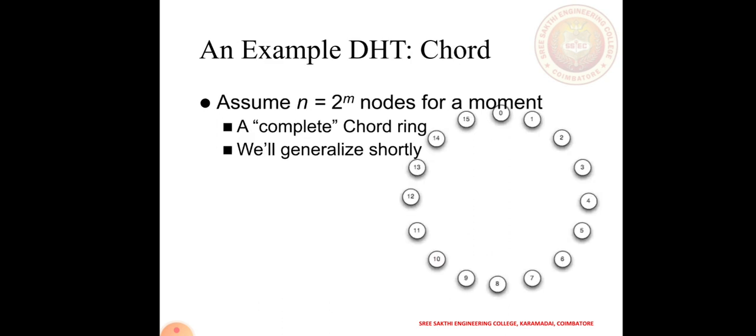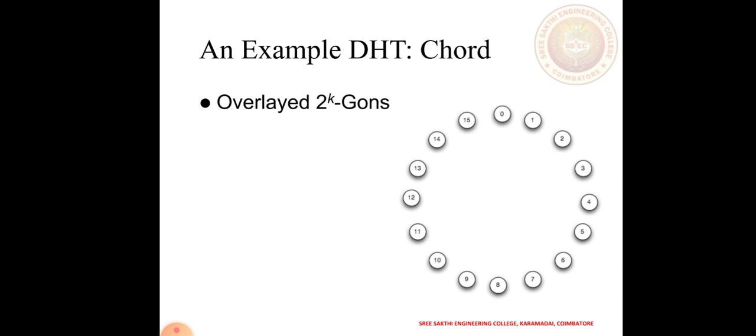An example DHT is Chord. How does it work? Suppose I have n nodes, that is 2 power m nodes for the moment. That means a complete Chord ring. I have nodes 0 to n minus 1 that I can fill in here. Then the Chord ring overlay has n nodes, 2 power m, and the finger table entries are calculated by 2 power k. This is how the ring is followed.